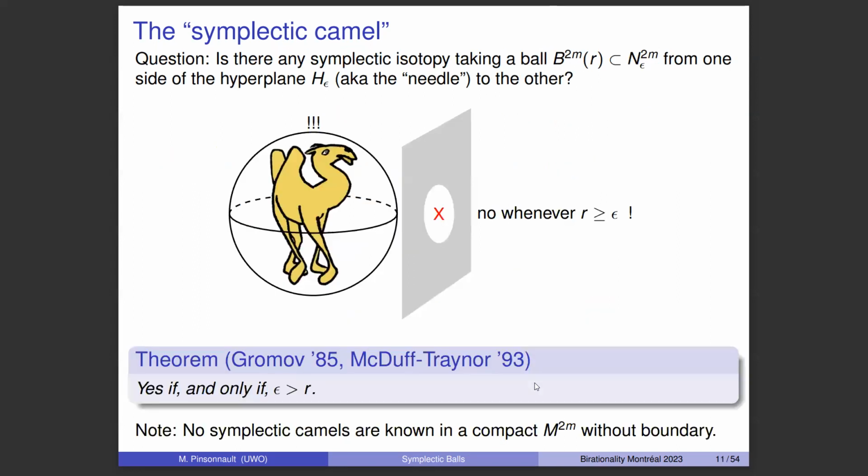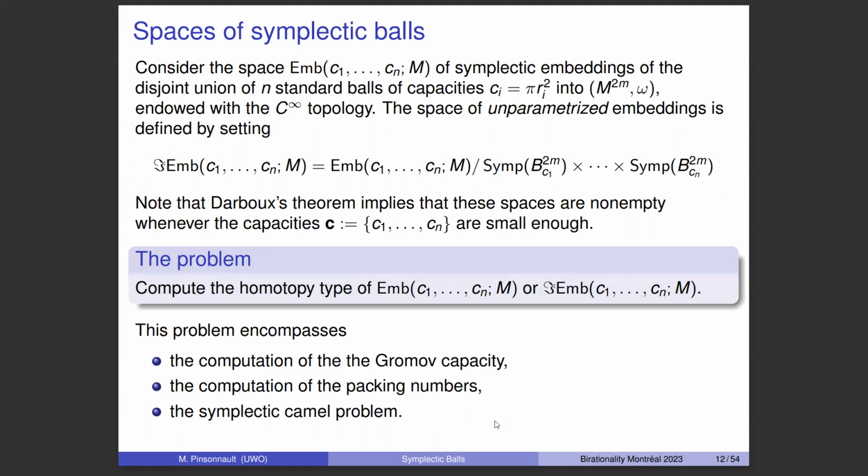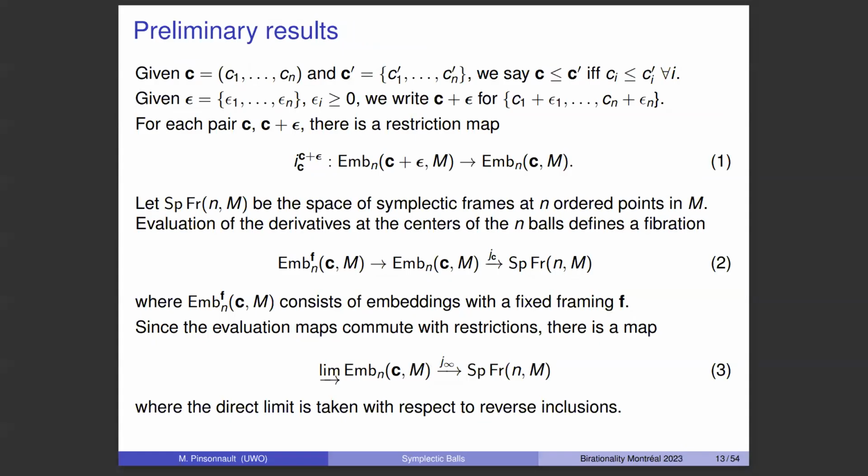So balls. In the symplectic category, balls can have very, very strange and bad shapes. And the problem now is to compute the homotopy type of this embedding space. Of course, this means in particular that this encompasses the computation of all the invariants of the previous problems: the Gromov capacity, the packing numbers, and the symplectic camel problem. All this fits inside this more general problem of computing the homotopy type of these embedding spaces. So this is just the justification of why we are interested in these things.